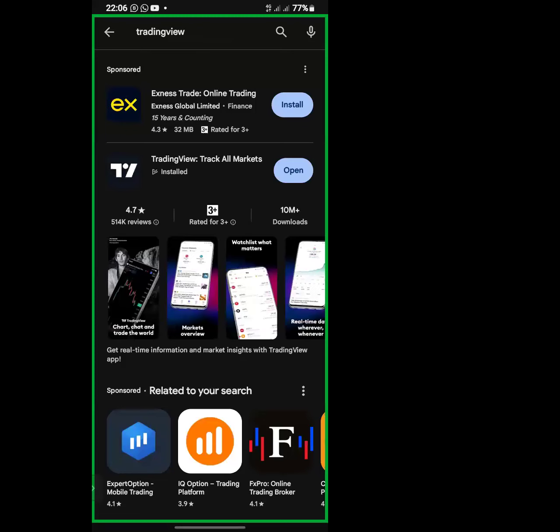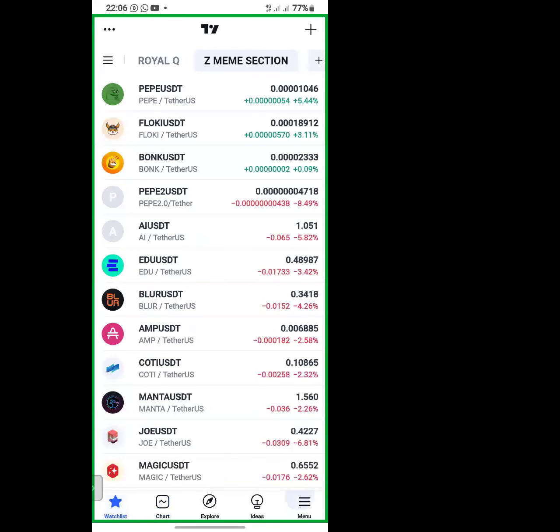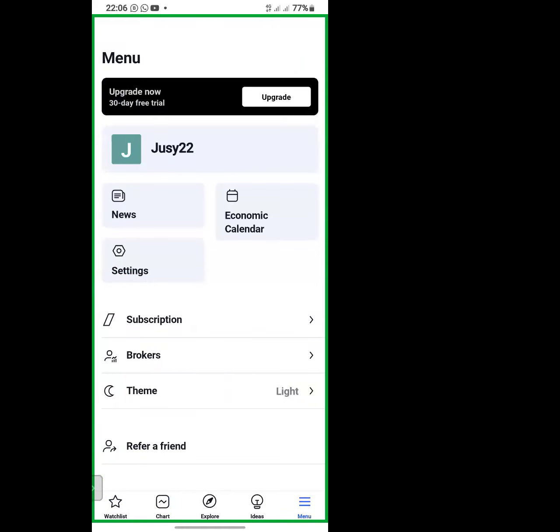So if you've got it, you have to open it. When you open your TradingView, you have to create an account. Make sure you create an account. I'm not going to guide you on creating an account because I believe everyone can create one, because even before you use its services, you have to create an account, either using Google straight.